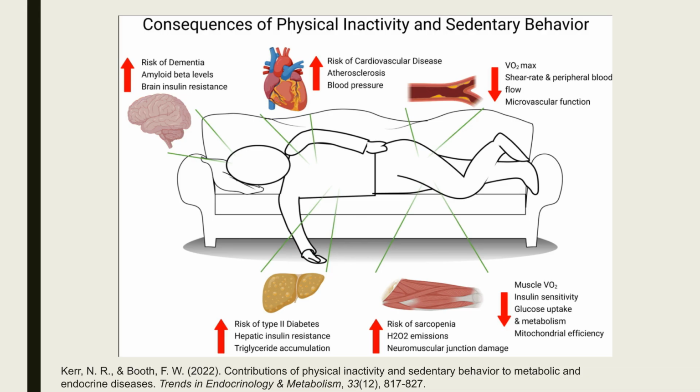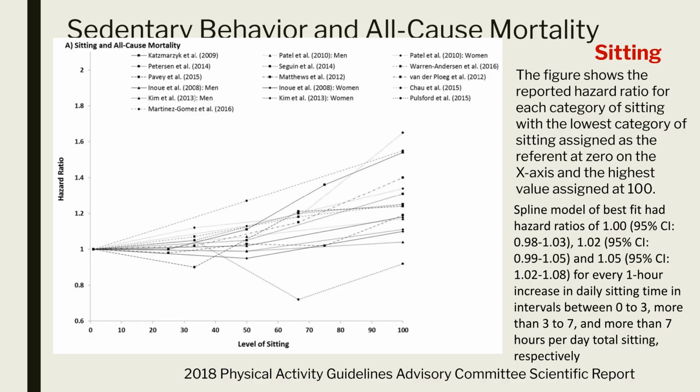Physical inactivity and sedentary behavior can lead to numerous health consequences, including increased risk of dementia, cardiovascular disease, type 2 diabetes, sarcopenia, and reduced insulin sensitivity. The graph shows the association between level of sitting and hazard ratio of all-cause mortality. It summarizes evidence from multiple cohort studies. Each line represents a different study, but the pattern is consistent.